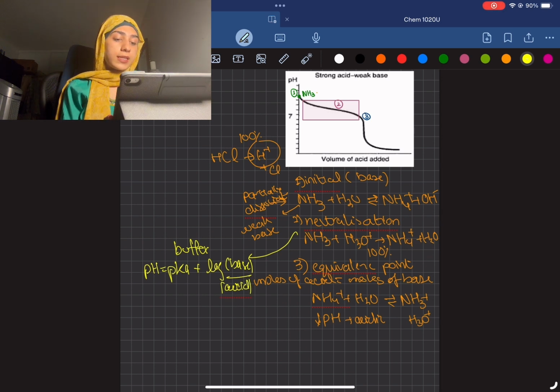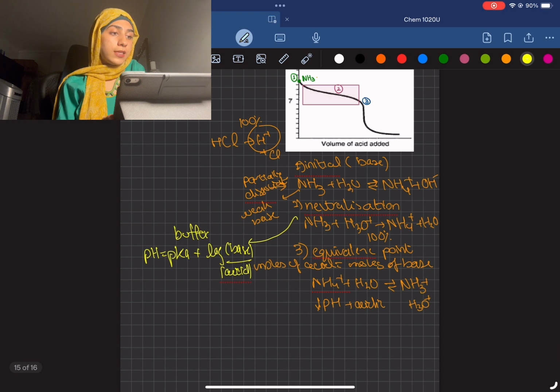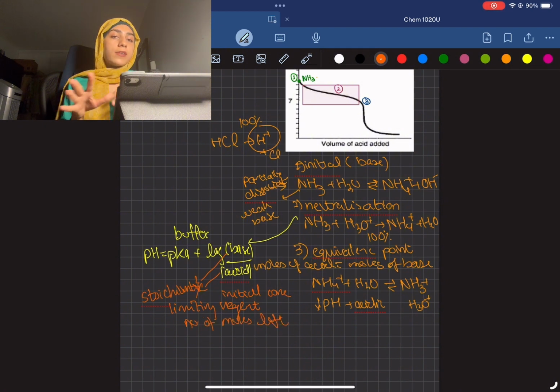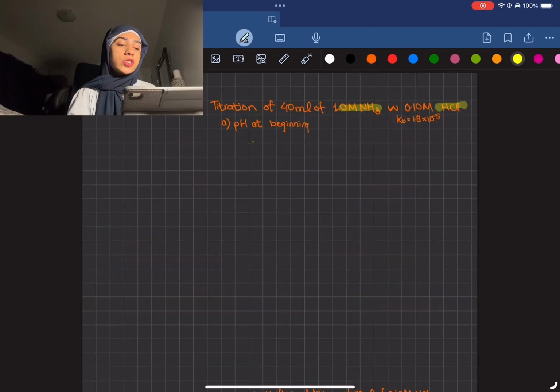In order to find the concentrations for weak base and acid, I need to use my stoichiometry. So I'll find the limiting reagent. For starters, I'll find the initial concentrations. Then I'll find the limiting reagent. Then I'll find the number of moles left, and then I'll just plug the values in and find my pH. Today we'll look at this question and try solving it.